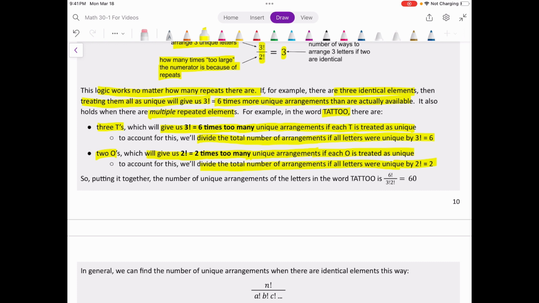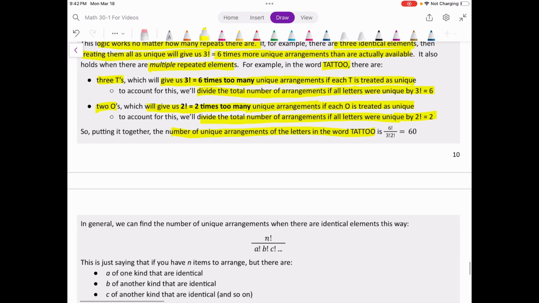So putting that together, the number of unique arrangements of the letters in the word tattoo is going to be 6 factorial over 3 factorial times 2 factorial, right? Dividing by the 3 factorial accounts for how many extra arrangements we're getting because of the identical T's, that switching around doesn't really give us a new word. And we're dividing out the 2 factorial ways there are to switch around the 2 O's, which again doesn't give us a new unique arrangement of letters that we could distinguish, okay? And so that's how we can deal with it.